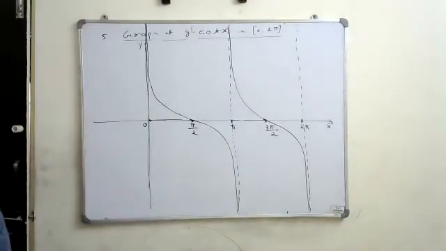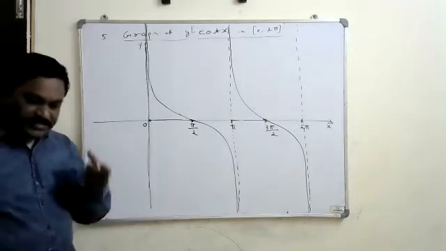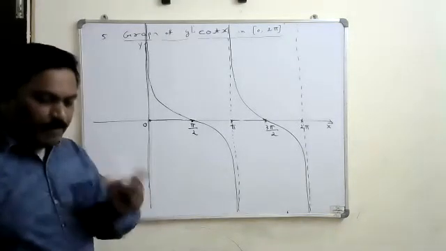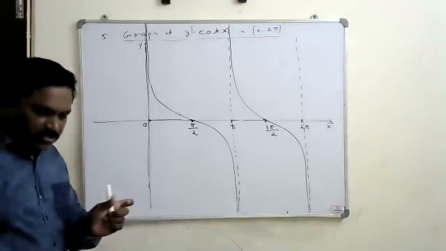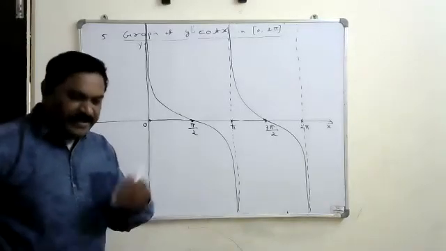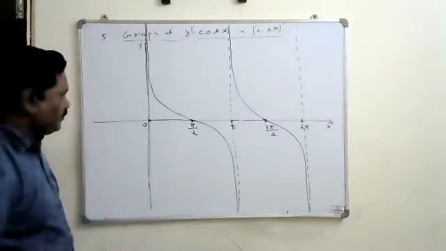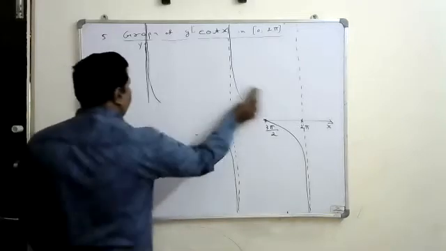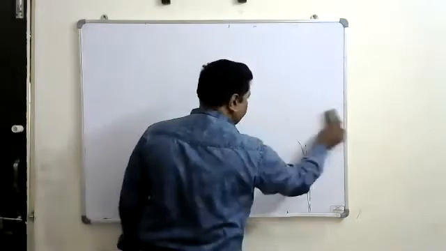Okay, now we will plot both these graphs on the same graph paper. Then you can compare tan x and cot x. Then you can understand in which interval, in which angles, tan x is bigger than cot x, and when cot x is bigger than tan x. So now we'll draw the graphs of y equal to cot x and y equal to tan x.